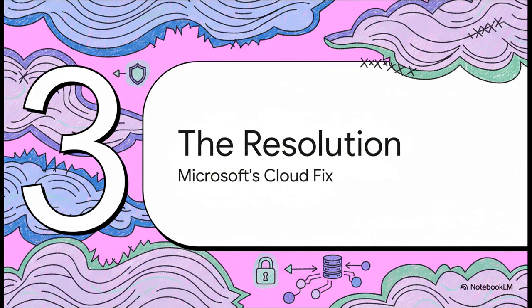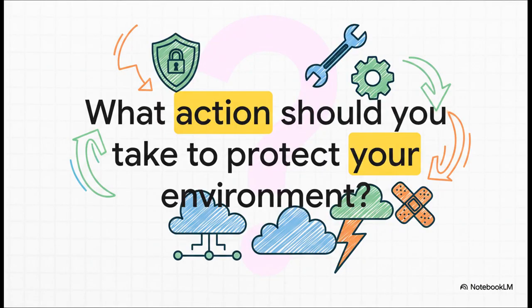With a threat that severe, the next obvious question is, what's the fix? How do you even patch a vulnerability that's woven into the very fabric of the cloud itself? And for every single person running workloads on Azure, the most critical question is, what do I need to do right now? What do I have to patch? What configurations need to be changed to keep my environment safe?